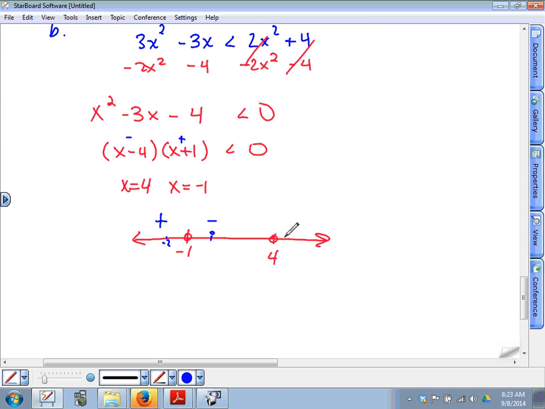Okay. And then when you test a point in this interval, 5 for example, 5 minus 4 is positive 1. 5 plus 1 is positive 6. Positive times a positive is a positive. Question for you. Since we've seen this twice now, positive minus positive, are all quadratic functions going to have that? Positive minus positive? No. It isn't.